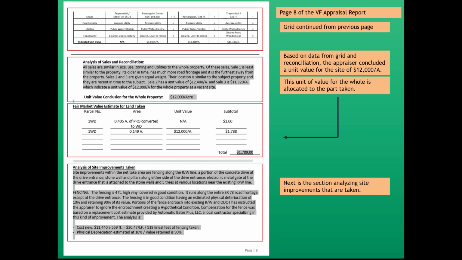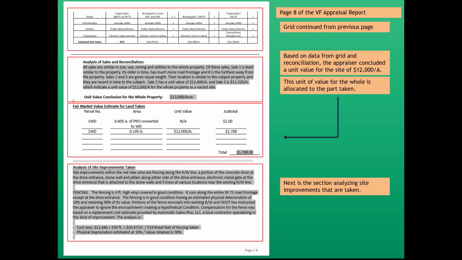Fencing, 4-foot-high vinyl covered fencing in good condition, runs along the State Route 73 road frontage except at the drive entrance. Fencing is in good condition, having an estimated physical deterioration of 10%. Therefore, it retains 90% of its value. A portion of the fence encroaches into the existing right-of-way, and ODOT has instructed the appraiser to ignore those encroachments, which creates a hypothetical condition. Compensation for the fence was based on a replacement cost estimate provided by Automatic Gates Plus, a local contractor specializing in this kind of improvement.